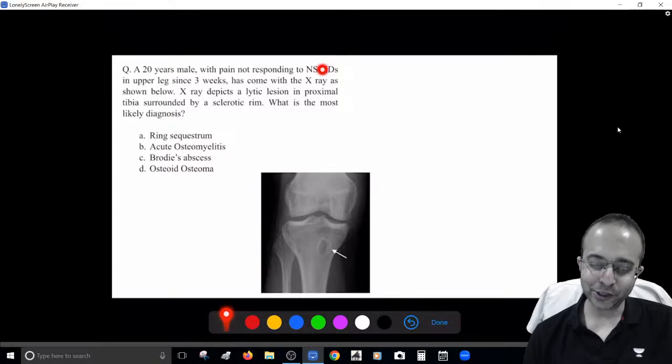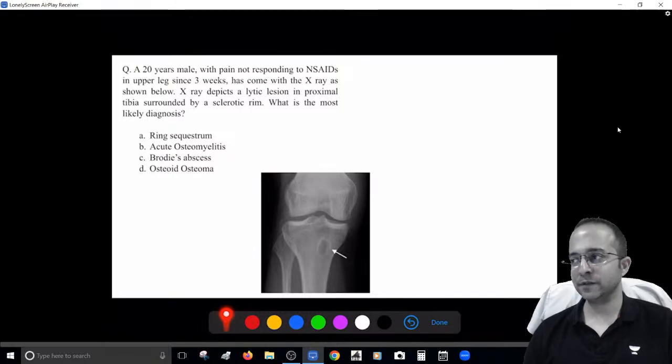20 years male not responding to NSAIDs since 3 weeks. There's a lesion over here. Quickly tell me. I think even looking at this X-ray, you will have the diagnosis. There's a lytic lesion in this proximal tibia. So what is the likely diagnosis?